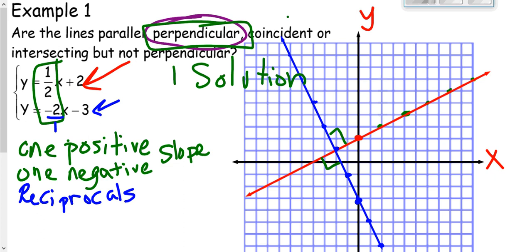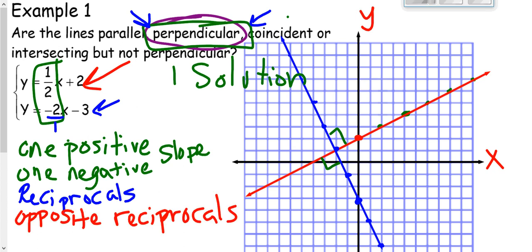So what we say to shorten this definition is that when you have perpendicular lines, make sure you've made a note that these are perpendicular, okay? But when you have perpendicular lines, we call them opposite reciprocals. Opposite meaning they have opposite signs, one positive, one negative, and reciprocals meaning they're flipped fractions. And here's the important thing, you have to have both.